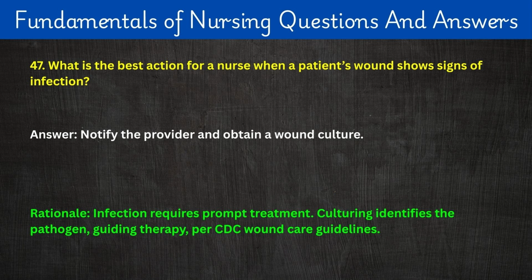47. What is the best action for a nurse when a patient's wound shows signs of infection? Answer. Notify the provider and obtain a wound culture. Rationale. Infection requires prompt treatment. Culturing identifies the pathogen, guiding therapy, per CDC wound care guidelines.